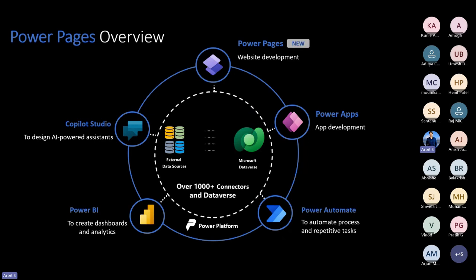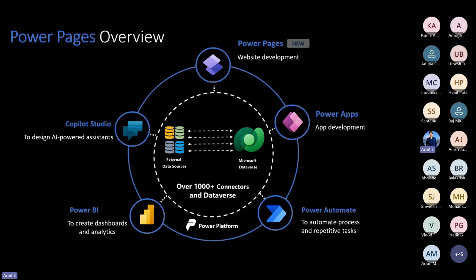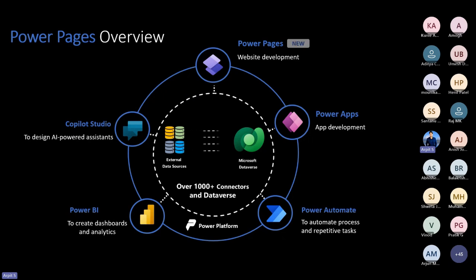Power BI is the third component that is basically used to create the dashboard, analytics, and the reports. And then we have got the Copilot Studio that is basically used to design the chatbots. And nowadays we are calling them the Copilot agents, or you can call them the AI powered digital assistants. Okay, so I know there is a lot of hype these days about the AI powered assistants, Copilot Studio. So this is one of the tools that is also part of the Power Platform family.